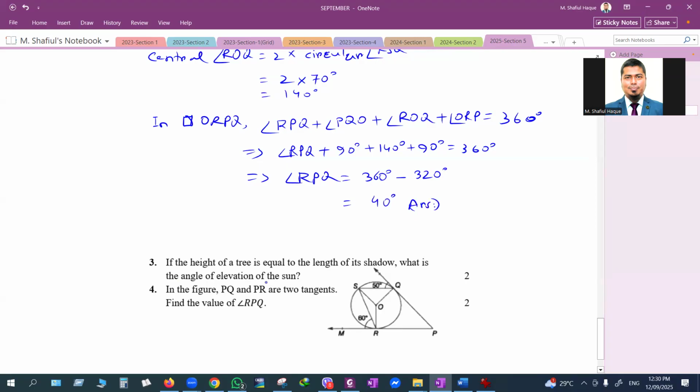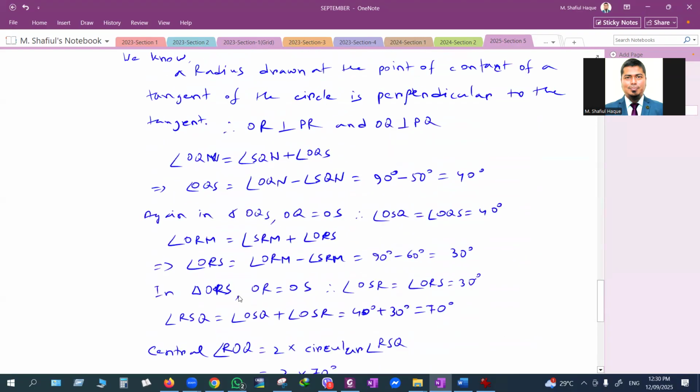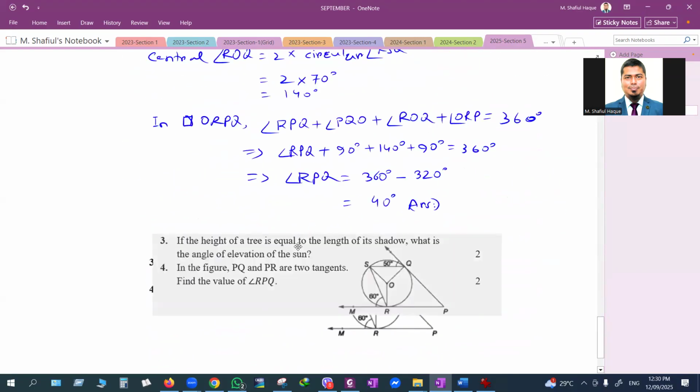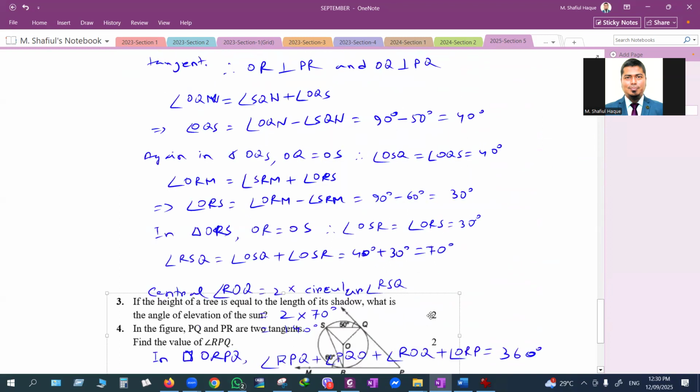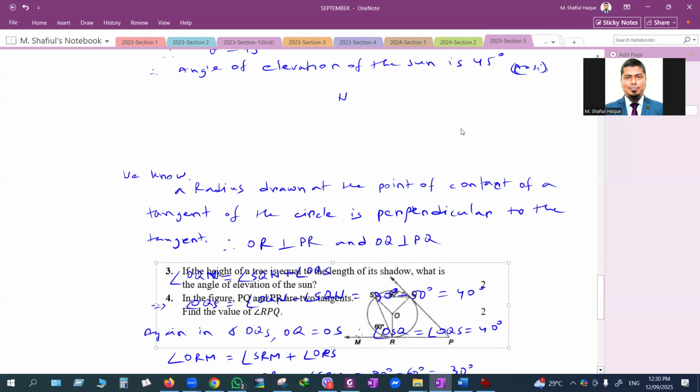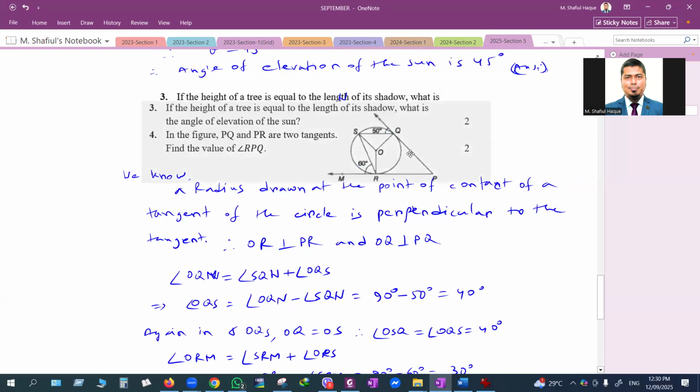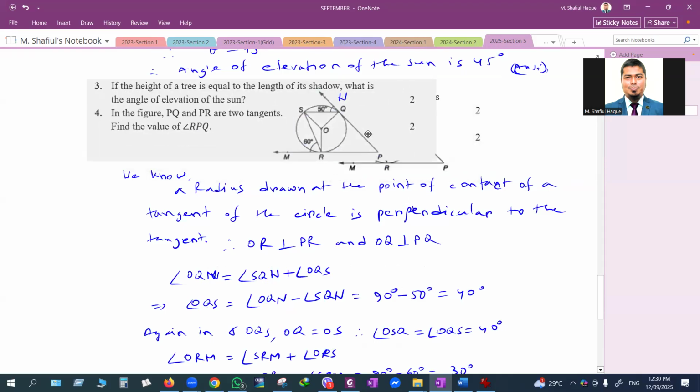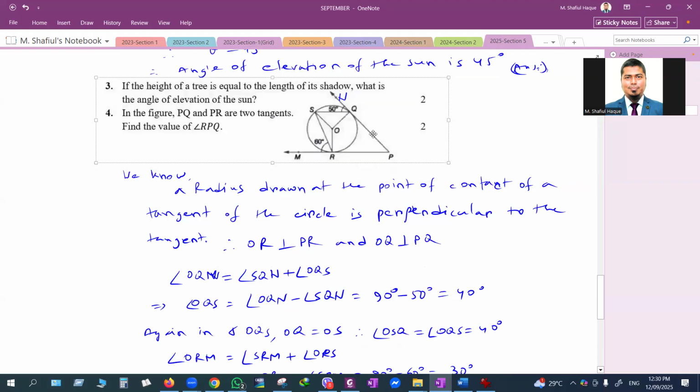So I think this solution is a little bit longer, but we can learn this. This type of question can come in the MCQ also. If you know that technique, then you can solve it very easily.